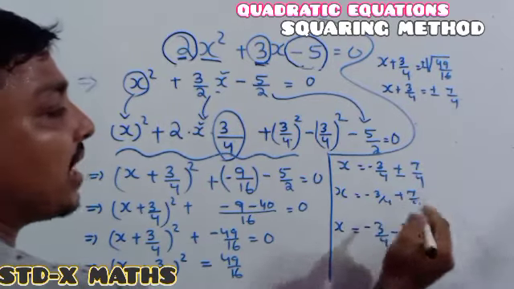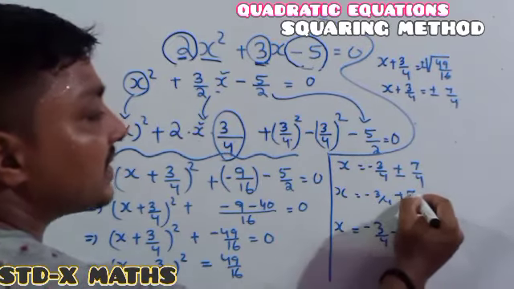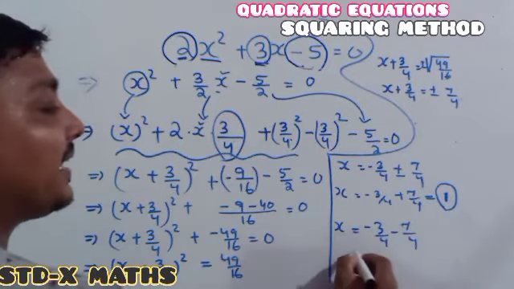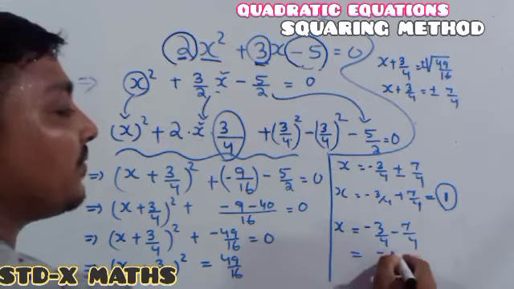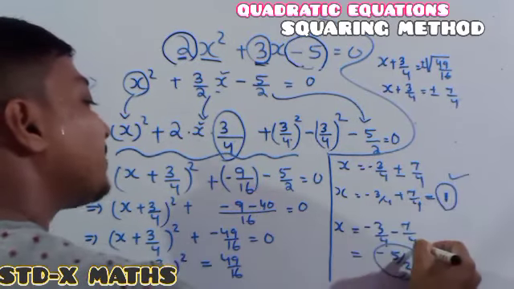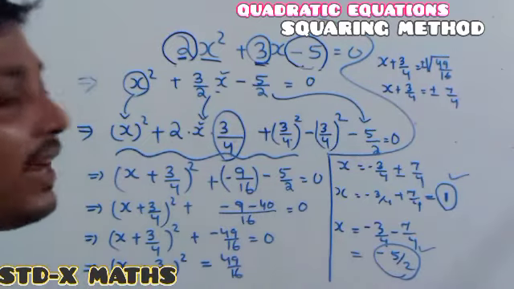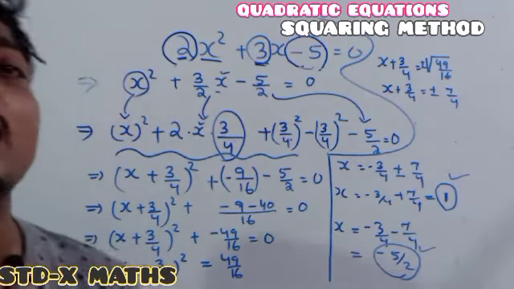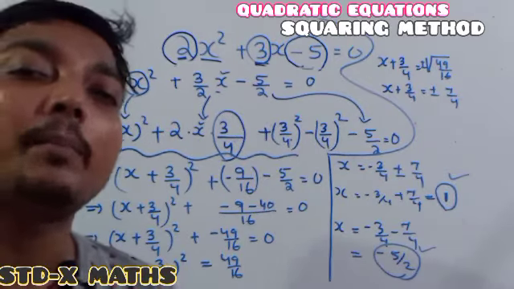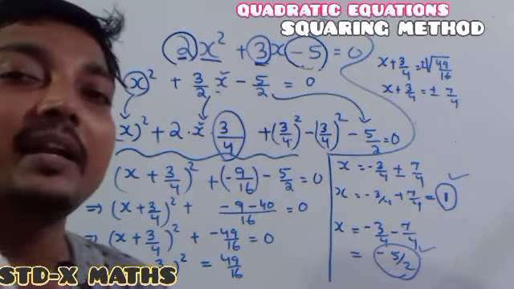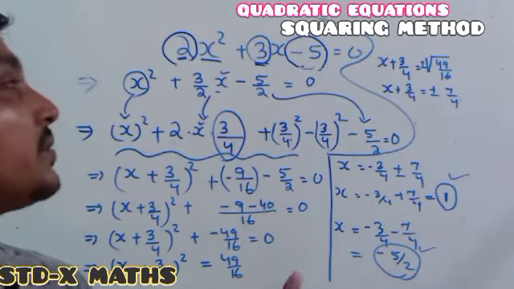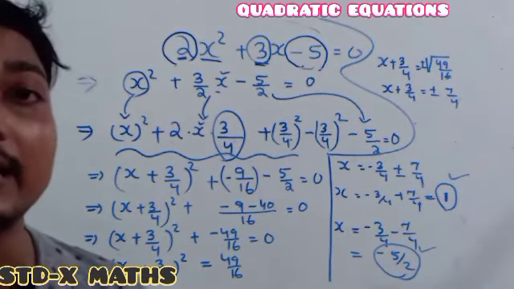Whenever you solve it, you will get 7 minus 3 equal to 4 by 4, which is equal to 1. And here you will obtain minus 5/2. So it may be the first process, otherwise the second process; in both processes we got the same result. The first method we did was the factorization method by splitting the middle term. And the second method we have done now is called the squaring method.